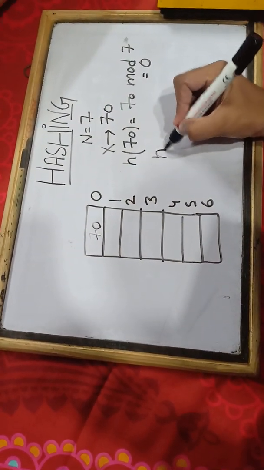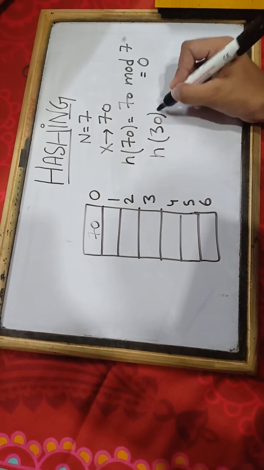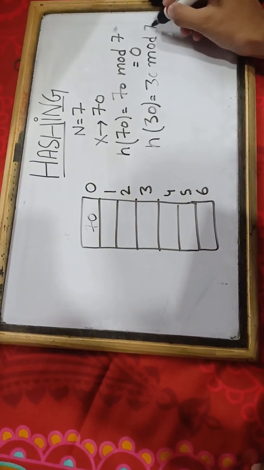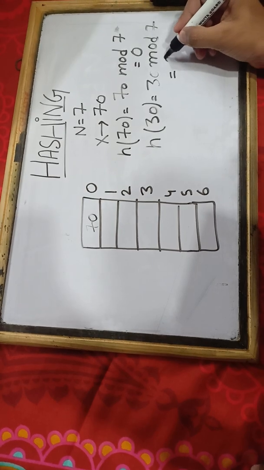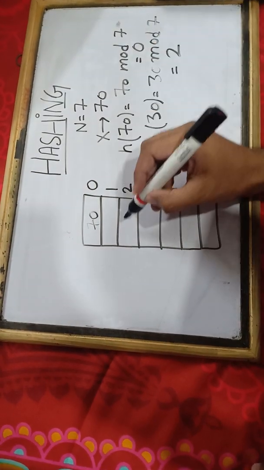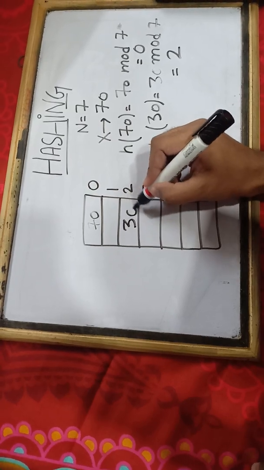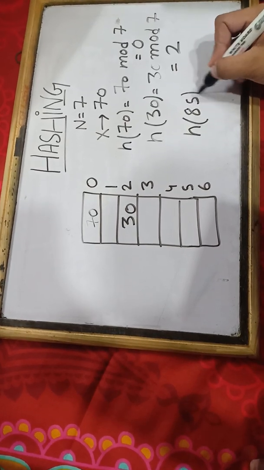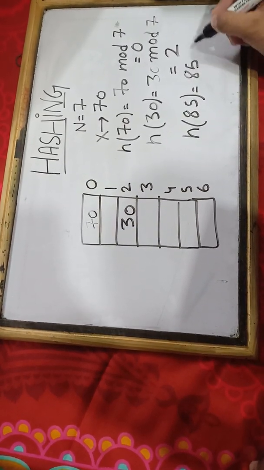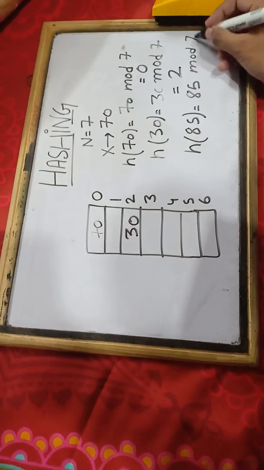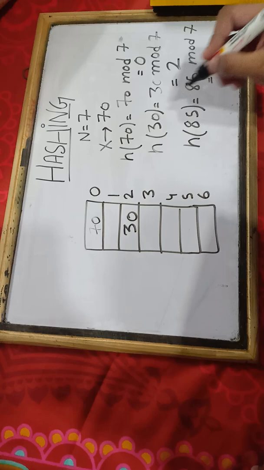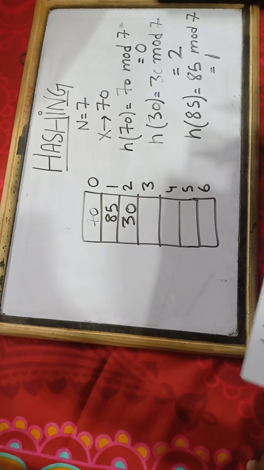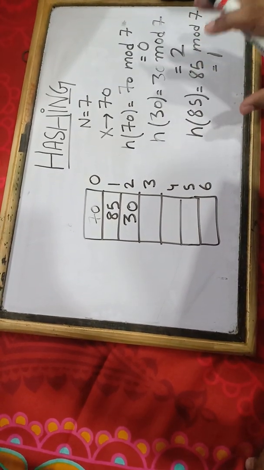Let's say we have h of 30. This will be equal to 30 mod 7, and this is equal to 2. So 30 will move to index 2 in the hash table. Let's say we have the key as 85. This would become 85 mod 7, that is equal to 1. So 85 will move to index 1 in the hash table.